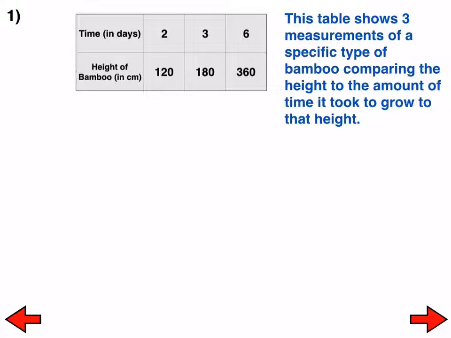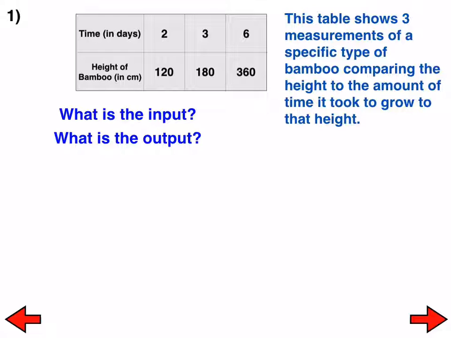So let's, first of all, what is the input? What is the output? And this is a continuation of yesterday. And once you figure that out, write it down off to the side. And remember, the reason why we're doing that is the correct way to check our ratios is output over input.